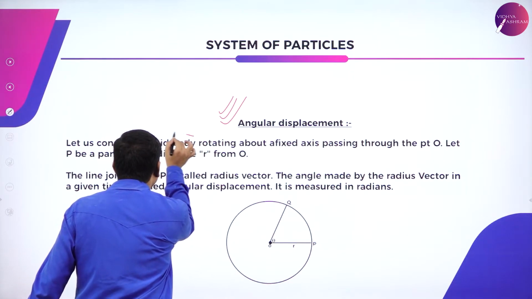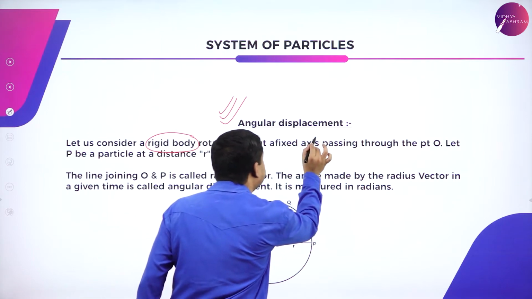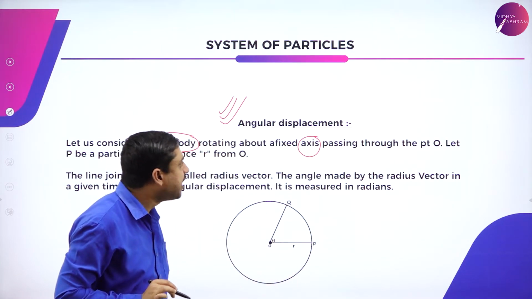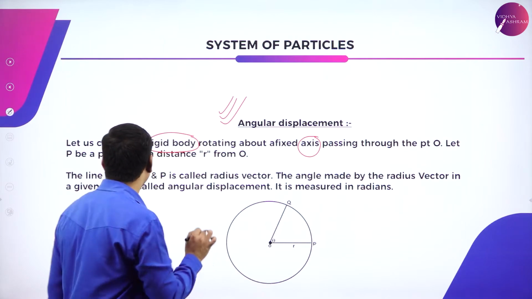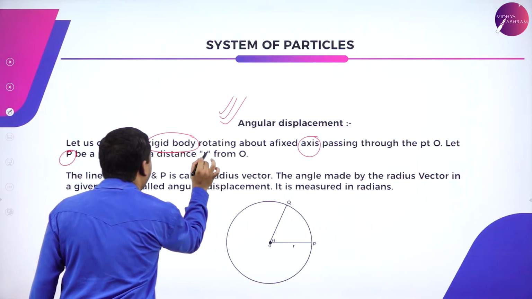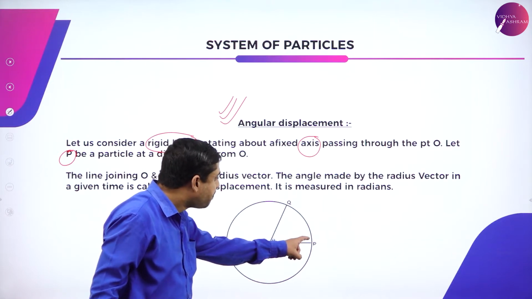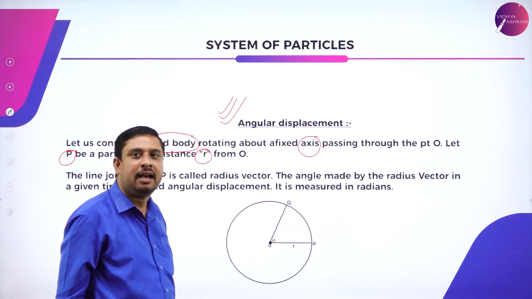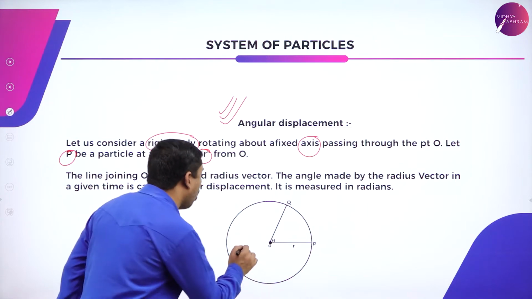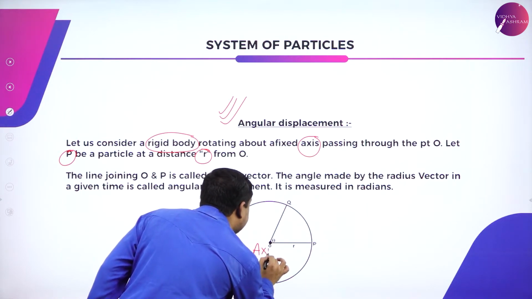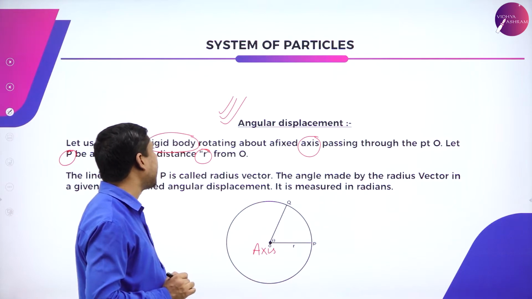I consider a rigid body rotating about a fixed axis passing through a point O. Let P be a particle at a distance r from O. So, P is a particle which is at a distance r from O. O is called the axis of rotation or the center of rotation.